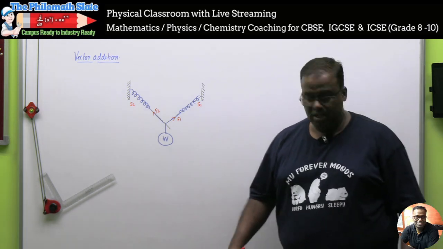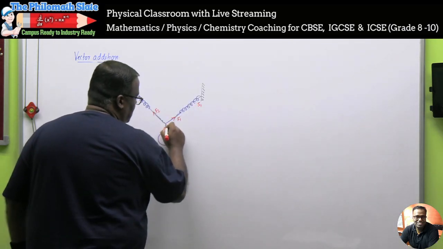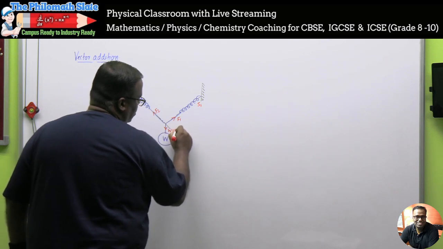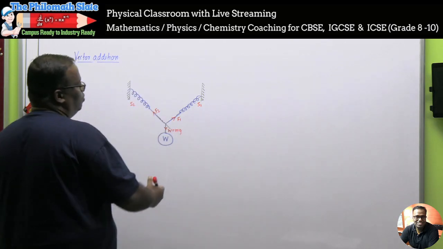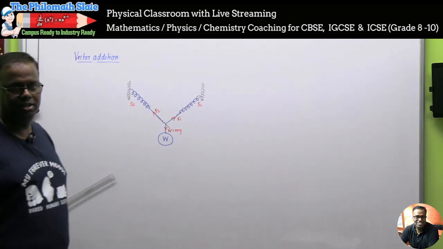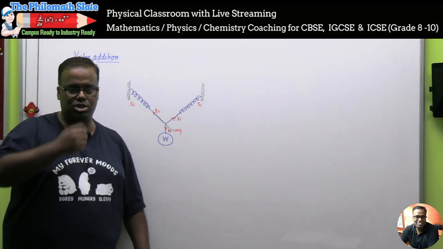And they have said, let's say this is some 1 kg, and this is actually the free body diagram, and this is the W force. W is equal to mg, which is acting downwards. It wants to come down, this one wants to pull this way, this one wants to pull that way. Okay, let us try to draw the vectors for this.